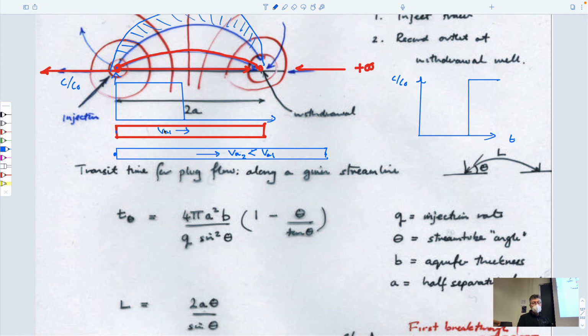But only a portion of the flow is going to arrive at this time. So a portion of the flow will arrive here. The flow that's coming down this stream tube will arrive much later. And so if you think about what that distribution would look like, it's going to look like this. It's going to have some curve. So this one arrives here. This one arrives later.